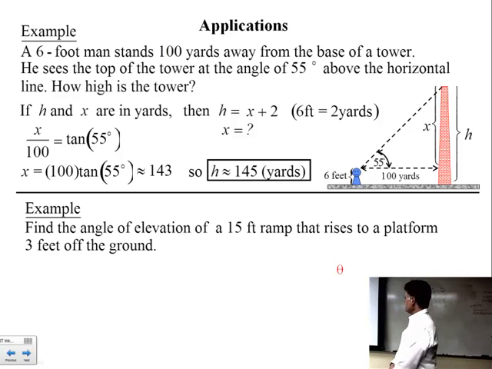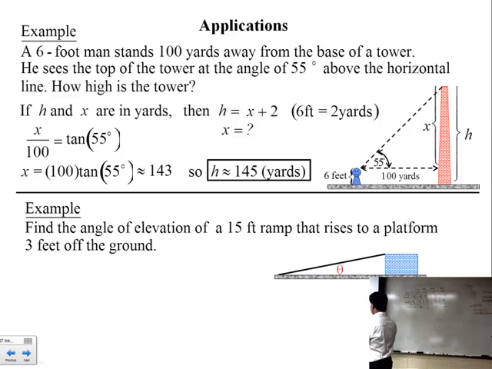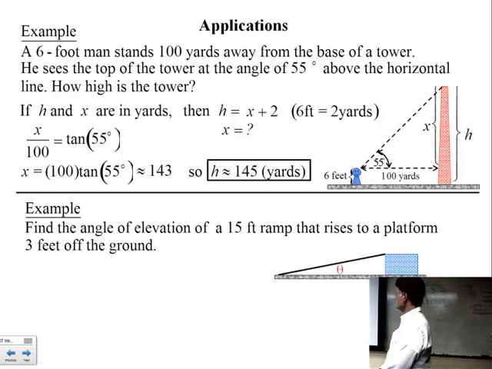So another example. Find the angle of elevation of a 15-foot ramp that rises to a platform 3 feet off the ground. So here's the ramp, here's the platform. The ramp is 15 feet long, and you want to find the angle of elevation. So what do we know? We know the hypotenuse and we know the opposite. The opposite is 3 feet. Feet will be our unit of length. The hypotenuse is 15. So what do we know about theta?